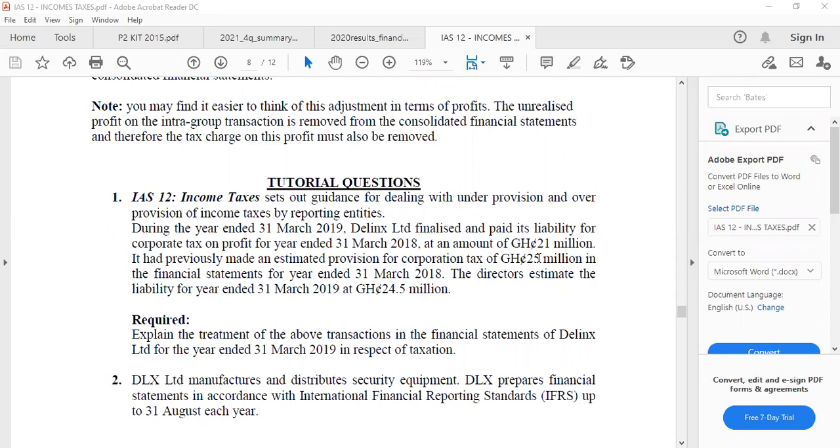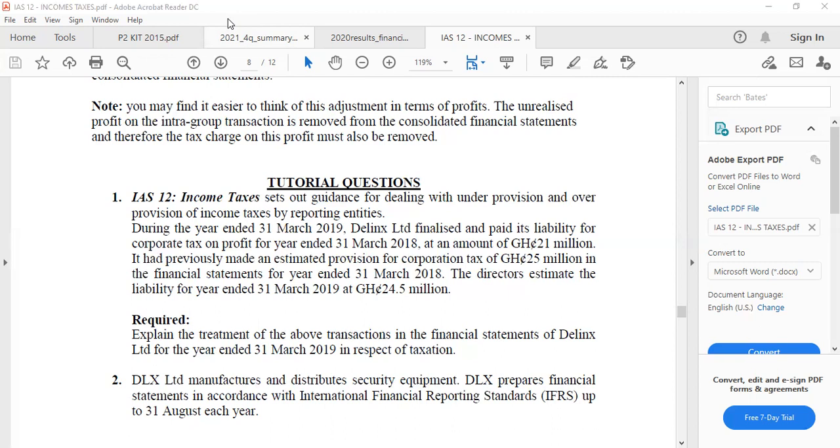Okay. So we have over provision of 4 million, isn't it? If someone asks you mathematically how you got the 4 million, I subtracted the 21 from the 25. Okay, and that is what you want me to do for you. Let's move on to the next one. Do you agree that for the current year tax that we are going to pay, we subtract the 4 million from 24.5? Yes. So you are going to charge a tax of 20.5 in the statement of profit or loss account, isn't it? Yes. That is the workings that you want me to do for you.